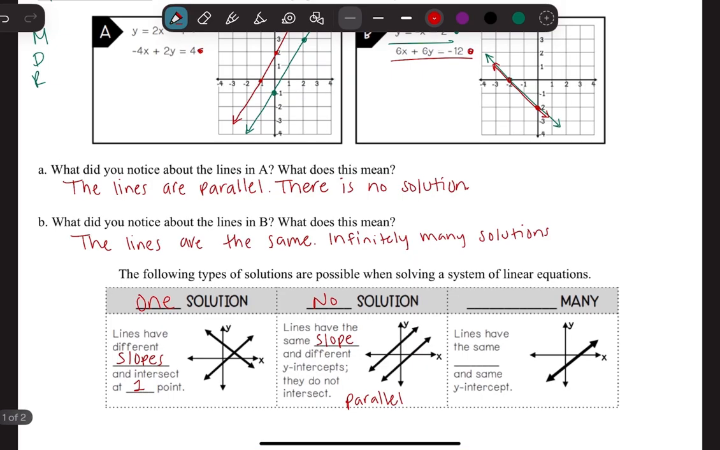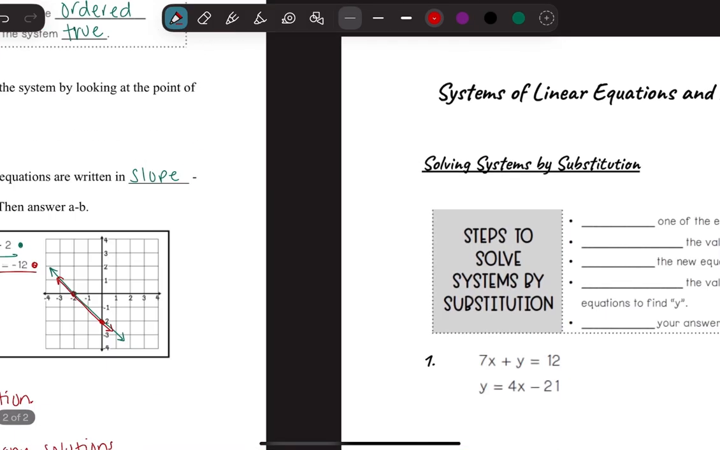And then when the lines are right on top of each other, or it looks like you only have one line in your Desmos or on your graphing paper, that's infinitely many solutions. The lines have the same slope and the same y-intercept because those lines are exactly the same.